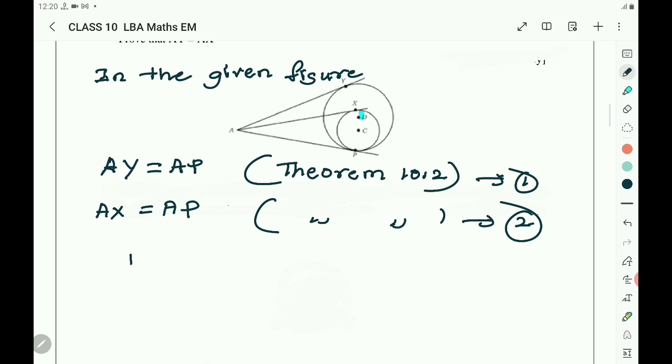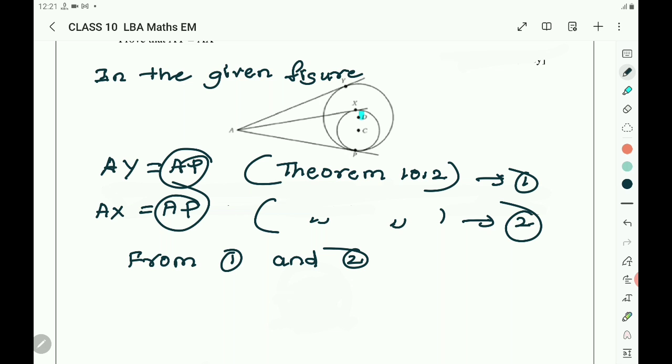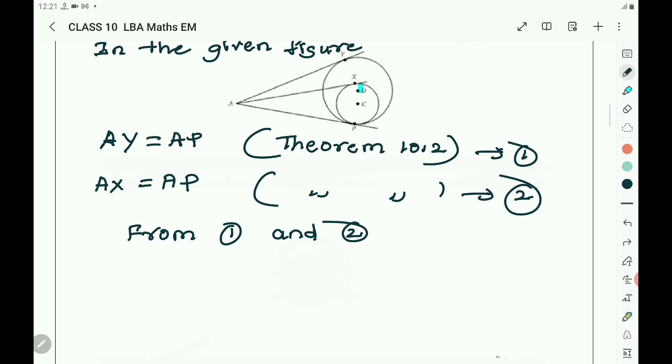From first and second, here the RHS are the same, therefore the LHS must be equal. AY is equal to AX. What you can write? AY is equal to AX.